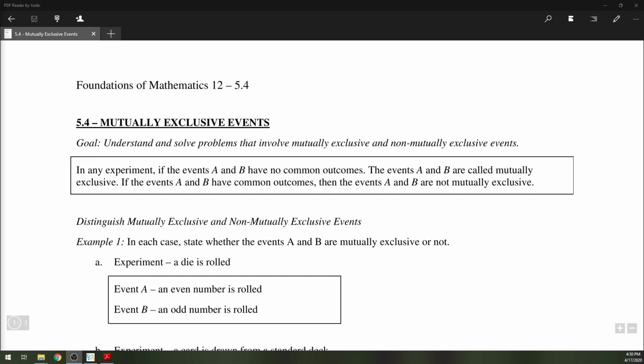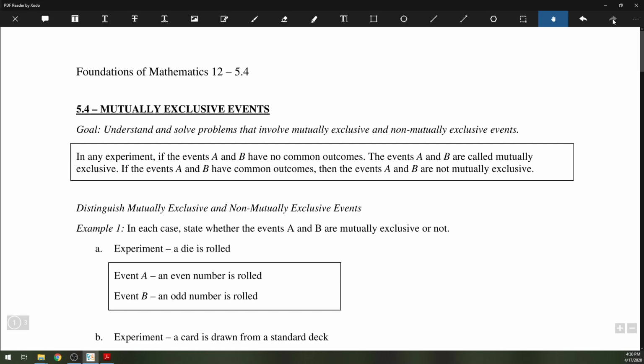Hello everyone, so today we're going to go over section 5.4, mutually exclusive events. So what are mutually exclusive events? In any experiment, if the events A and B have no common outcomes, then they are called mutually exclusive.